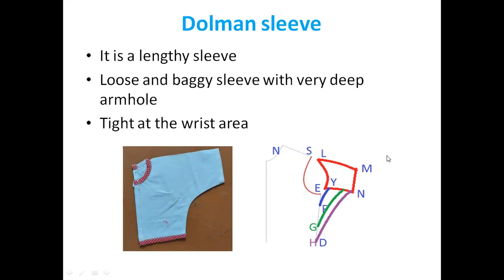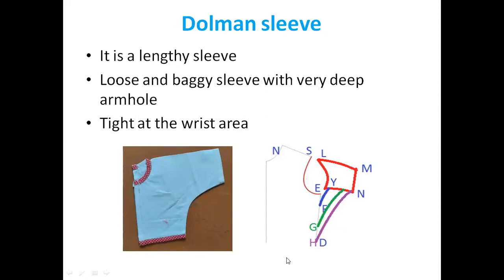Then the next one is the dolman sleeve. The dolman sleeve is a lengthy sleeve. It will have two bagginess, that is too loose with a very deep armhole, and it is tight at the wrist area. You can see the drafting now. The purple which is mentioned is the dolman sleeve.